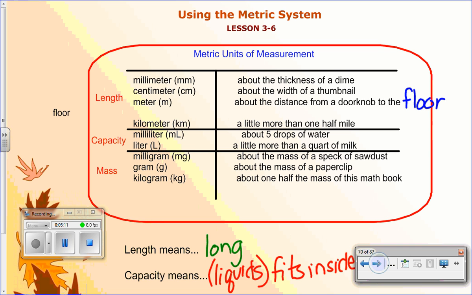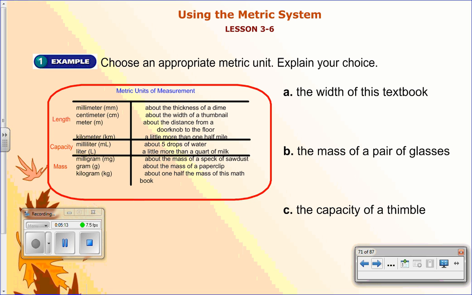So the first part of tonight's lesson is you have to choose an appropriate metric unit. And then you explain your choice. So A, the width of your textbook. We'll do A together. Well, I know I'm talking about the length or how long something is. So I'm going to look at the length category. So you have to decide between these four. Is the width of your textbook about a millimeter, a centimeter, a meter, or a kilometer? What would be the best measurement system?